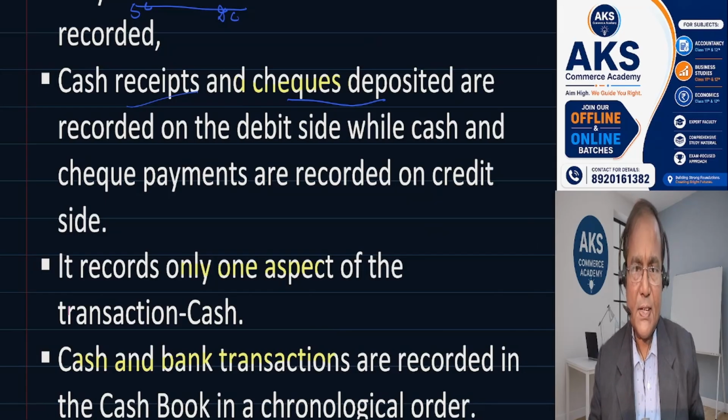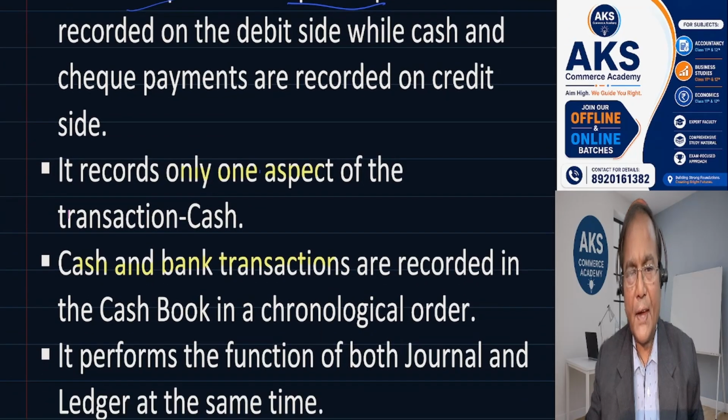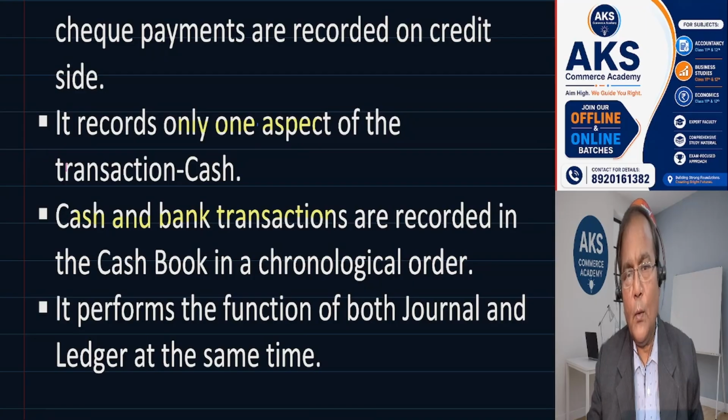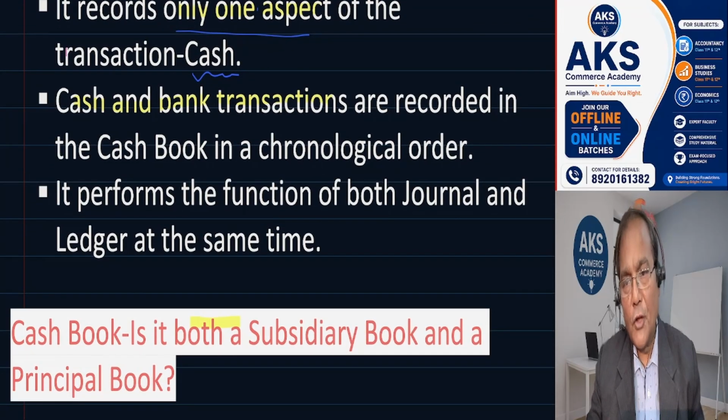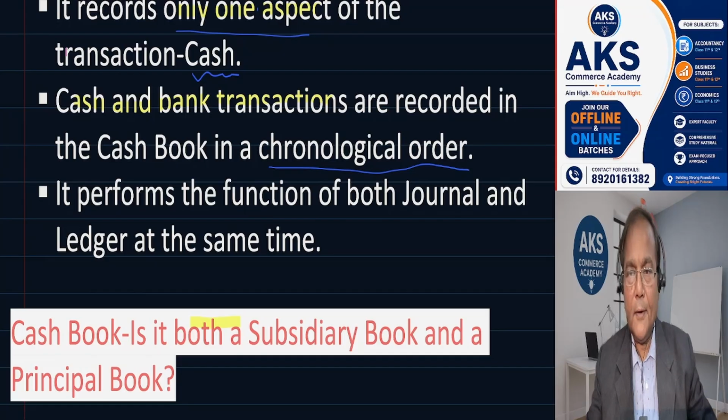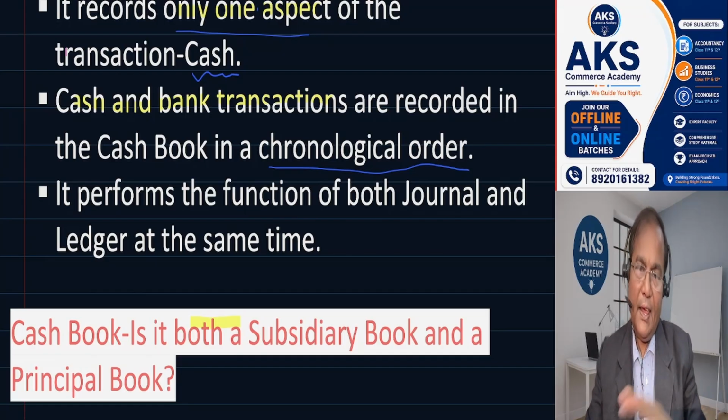Now we will see the next one. It records only one aspect of a transaction, which is cash. This is important: only one aspect of the transaction, not the credit transaction, gets entered in the cash book. Cash and bank transactions are recorded in the cash book in chronological order. This is important, which is sequential. It is not mixed or haywire.